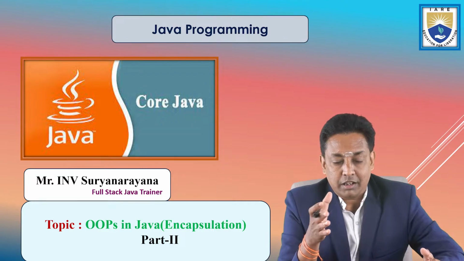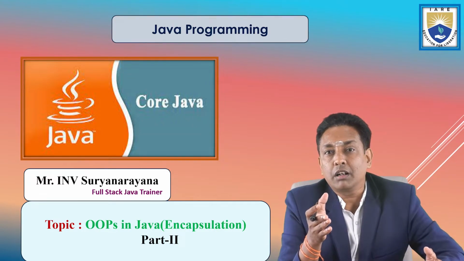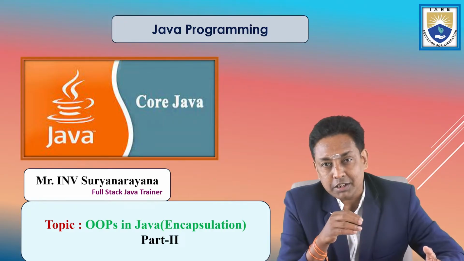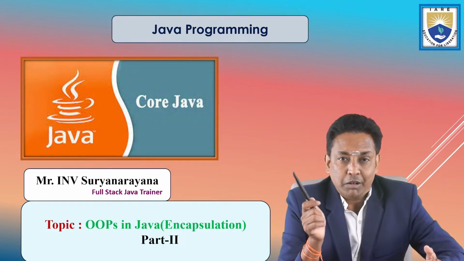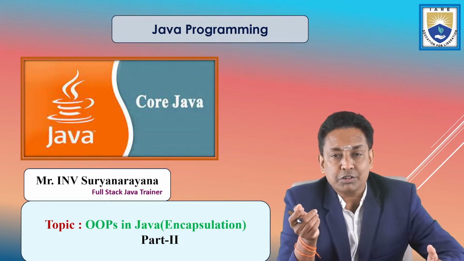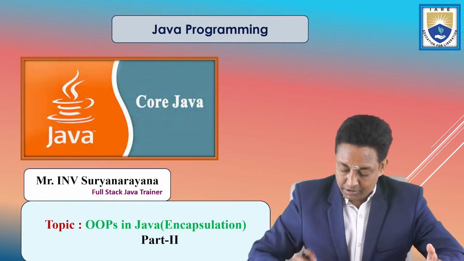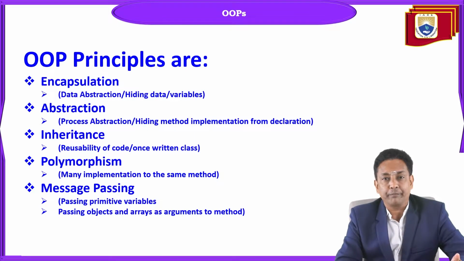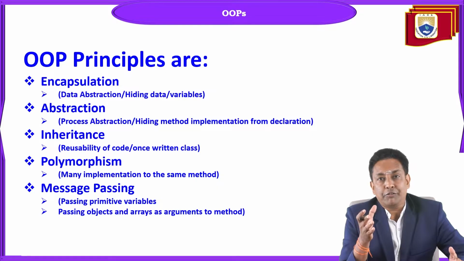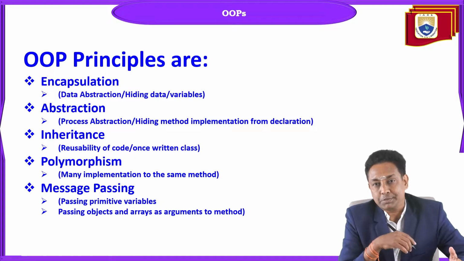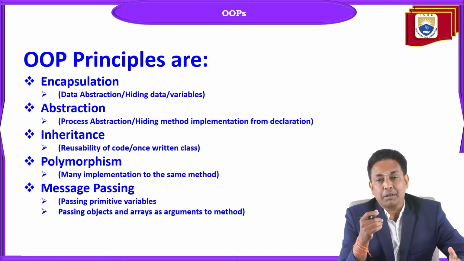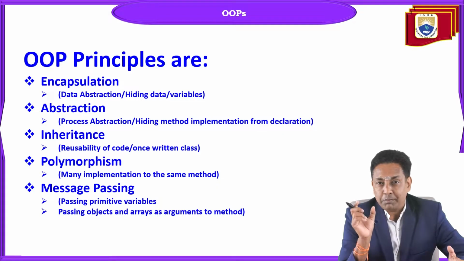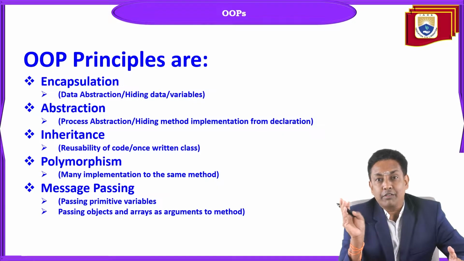And from here, after a couple of videos, we will spend time discussing object oriented programming in Java. In short, we call it OOPS. OOPS in Java. So coming to OOPS, to implement object oriented programming, a developer needs to follow these five programming principles. The first one is encapsulation.